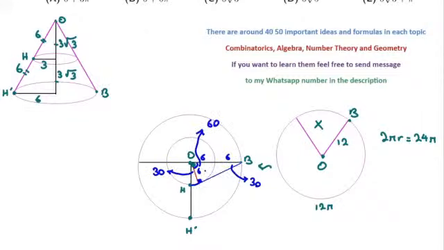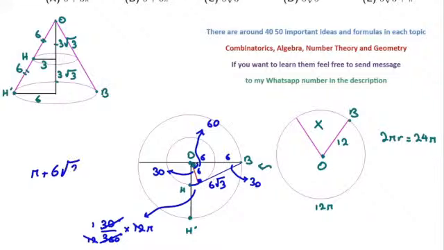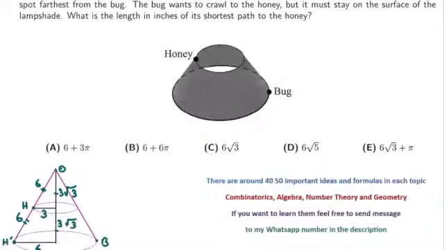So this part is what? It is sine 60 times 12, which is 6 root 3. This length is what? Because it is 30, you can say 30 over 360 degree times what? The perimeter of this circle, which is 2 pi r, which is 2 pi times 6, 12 pi. So 30 over 360 is 1 over 12. You can divide both numerator and denominator by 12. So it will be pi. This length is pi. And this length is 6 root 3. So the answer is pi plus 6 root 3.